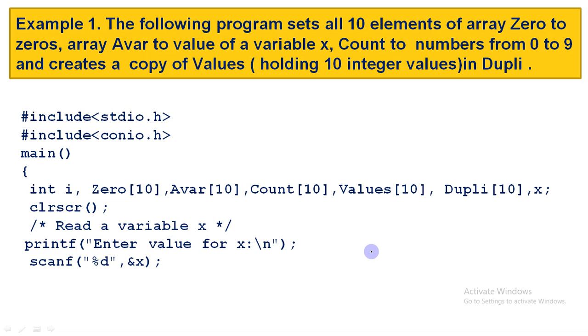Okay, the type of array is decided by the type of value it holds. If it holds integer kind of value, it becomes an integer array. If it holds float kind of value, it becomes a float array. Right, read a variable x, enter the value for x. Okay, the user will be given this particular suggestion and will enter a particular integer value.